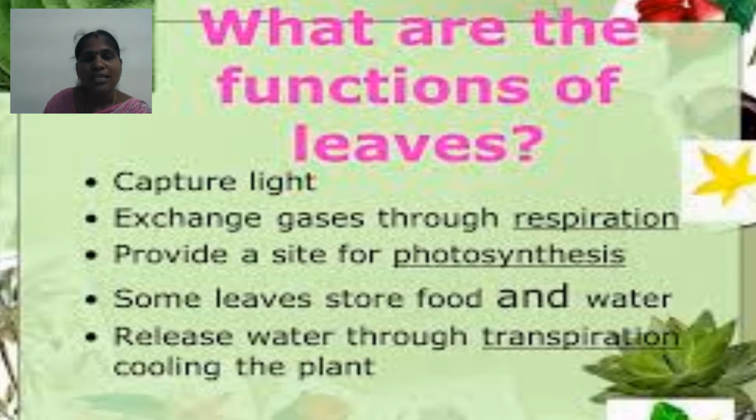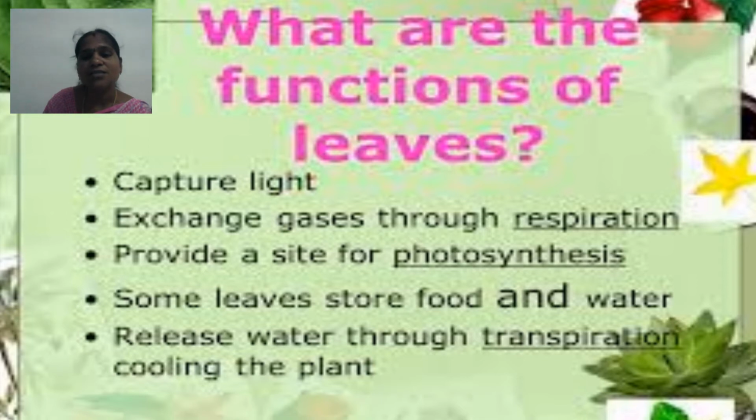How? Even leaves also respire. We already discussed this in the previous lessons. So leaves also can breathe. How? Through the stomata. So it is exhaling and inhaling, taking air and releasing air. Yes, so the exchange of gases through the respiration process. Even leaves respire, and they provide a site for photosynthesis.